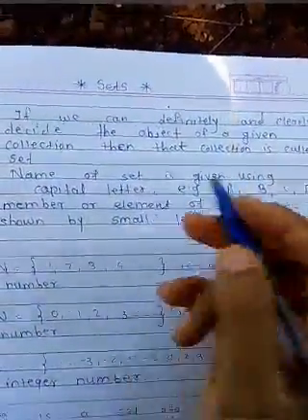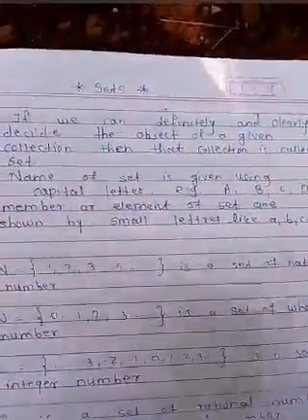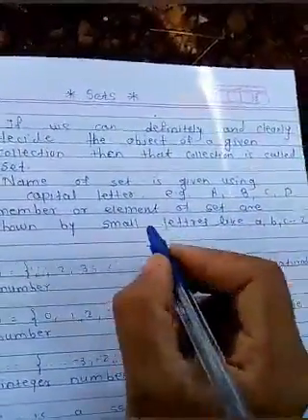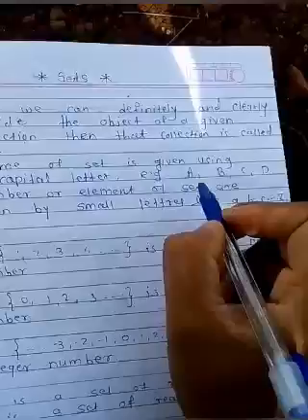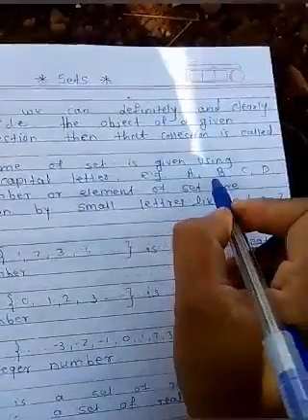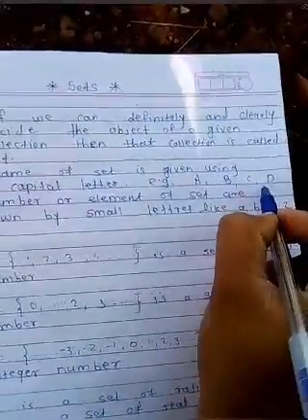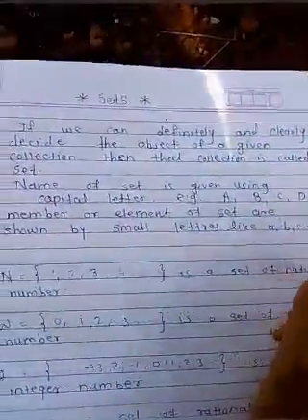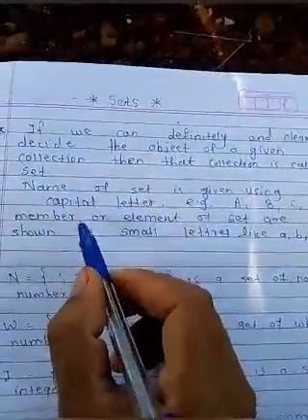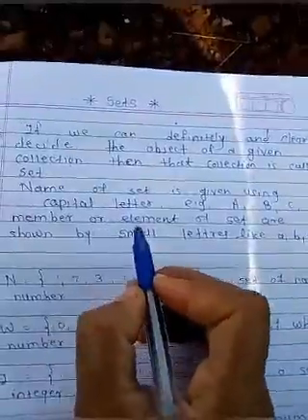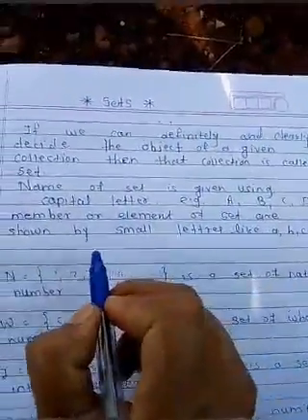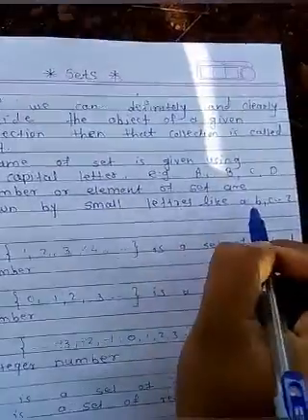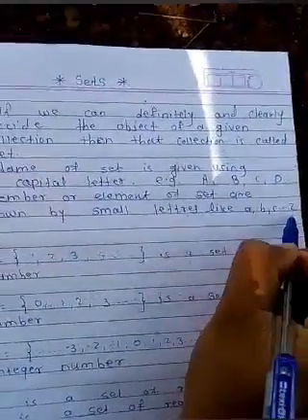This is one of the examples of a set, and the name of a set is given by only a capital letter. Which are those? Capital letters means capital A, capital B, capital C or capital D. Like that we can give that name from A to Z. And a member or element of the sets is shown by small letters like small a, small b, small c up to z.